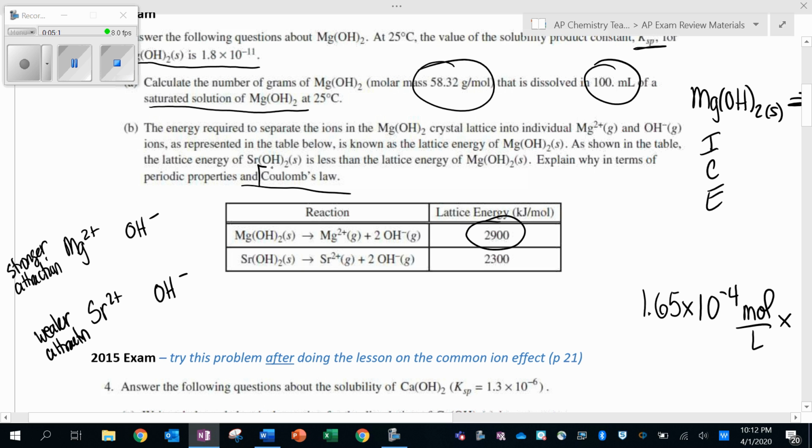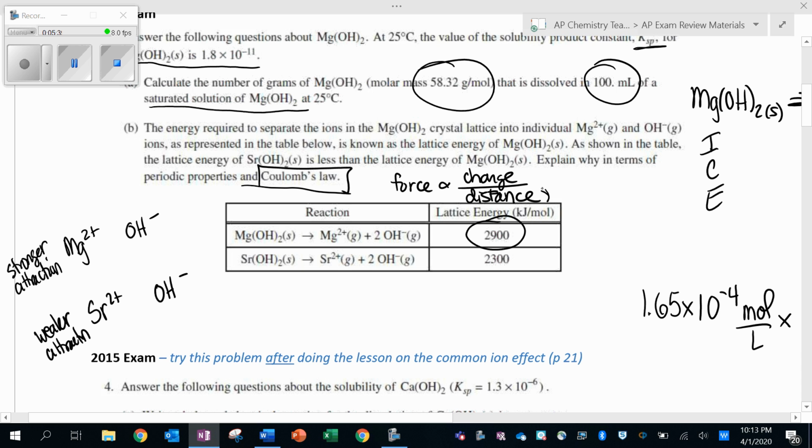And thinking about Coulomb's law, remember Coulomb's law tells us that the attractive force is proportional to the charge of the two particles divided by the distance between them. So if we compare magnesium hydroxide and strontium hydroxide, the charge of the two particles are the same in these. It's both a +2 and a -1 in both conditions. So it must have to do with the distance between them.